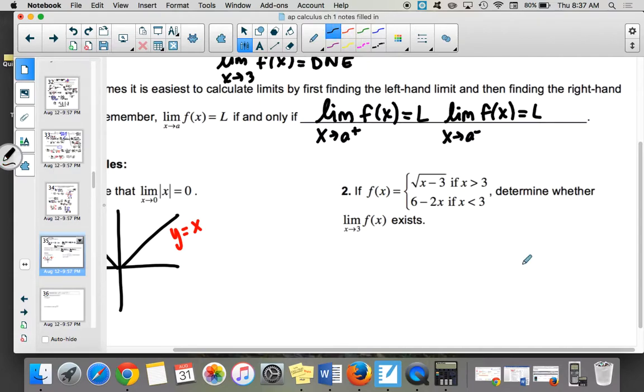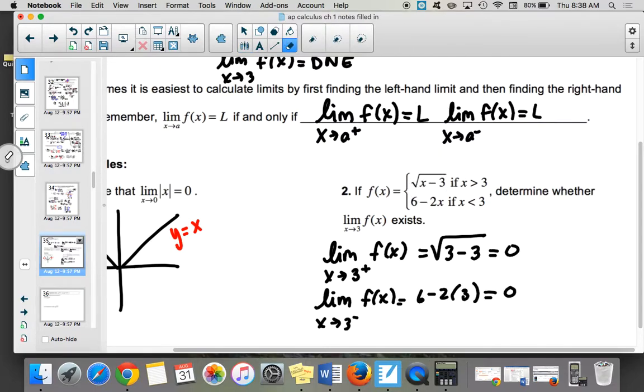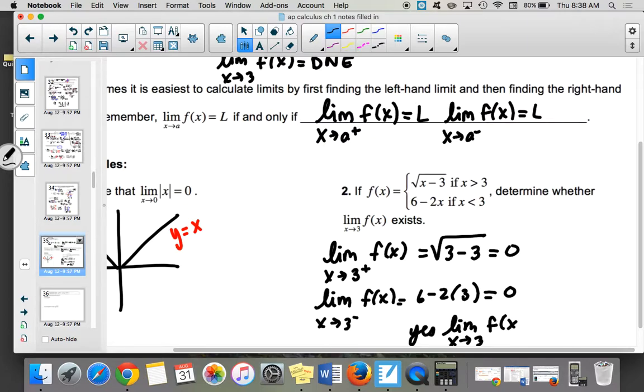Do we see that? So what you would need to write is you would need to say the limit as x goes to 3 from the right uses this function. So we're going to have the square root of 3 minus 3, which is 0. And the limit as x goes to 3 from the left is 6 minus 2 times 3, which is also equal to 0. So yes, the limit as x goes to 3 of f of x equals 0.